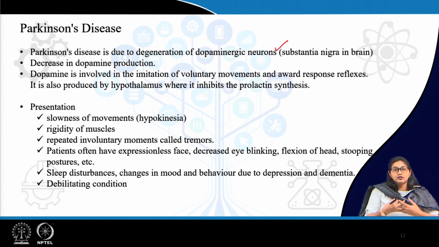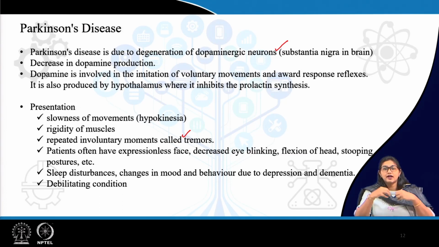Also, because the coordination in the voluntary movement is lost, there is repeated involuntary movement which is known as tremors. You know, the tremors are manifested as uncontrolled involuntary repetitive movements. Then patients have a mask face, where the face is expressionless and the blinking of the eye is decreased, then the head is flexed, a stooping posture like that. So, this is a very typical posture of Parkinsonism with which the patients present.